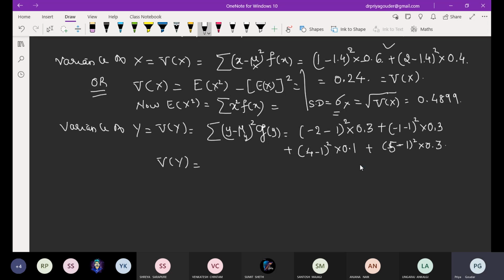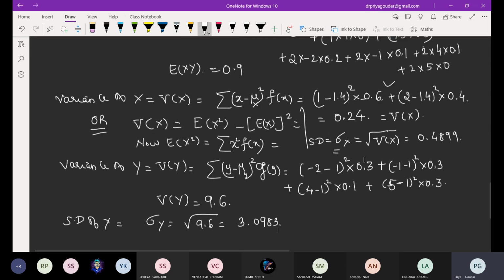What is the answer? 9.6. Yeah, 9.6 is correct. So sigma y, this is nothing but standard deviation of y. Root of 9.6 is how much? 0.983. Okay, done.